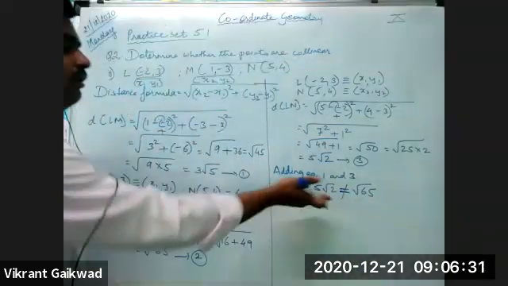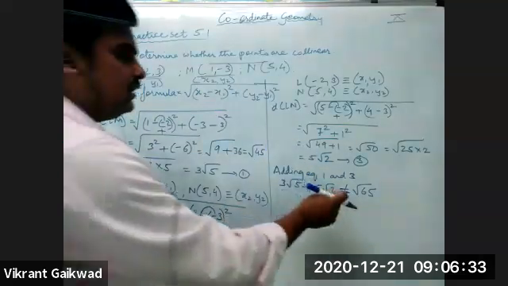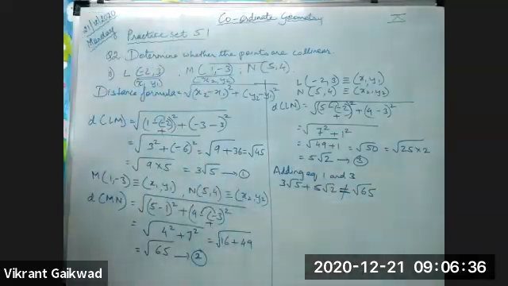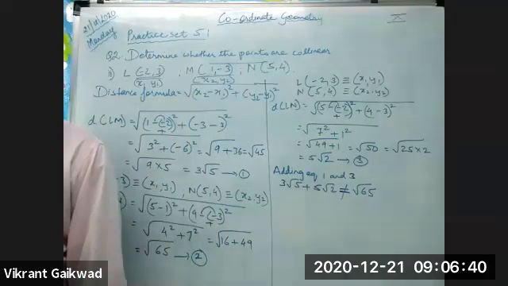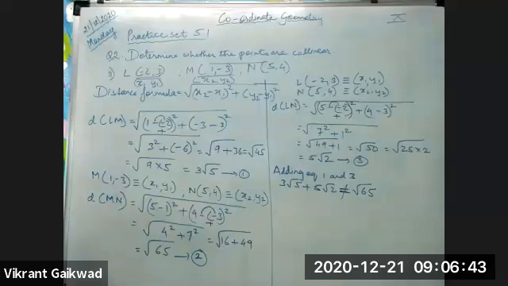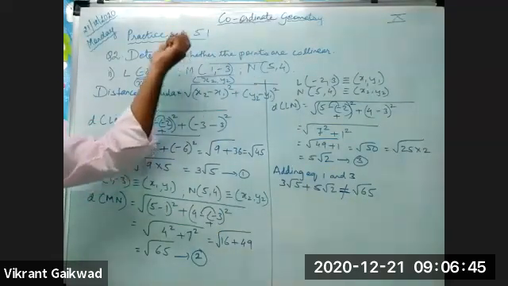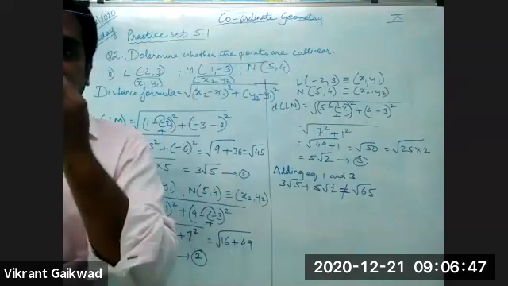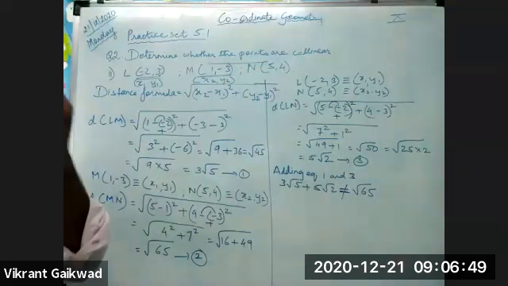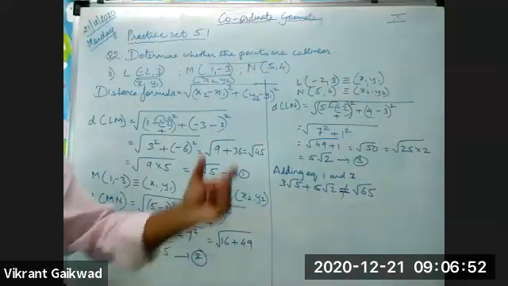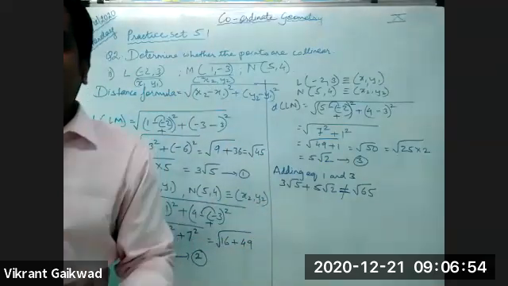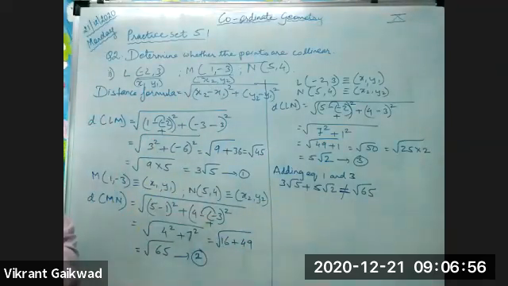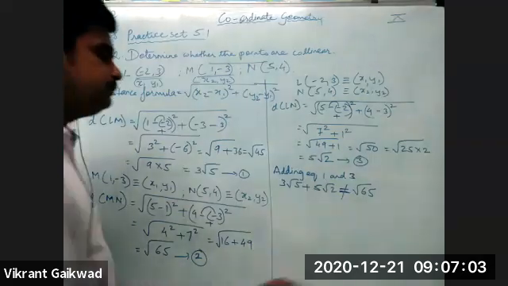When you add all this, 3 root 5 is here, here it is 5 root 2, here it is root 65. They don't match at any point. So if they are not equal, are the points collinear? I've told you, if you want the points to be collinear, the addition of the two smaller sides should be equal to the third side. But here, you'll not get the addition of any two sides equal to the third side. So that means if it is not equal, the points are not collinear.